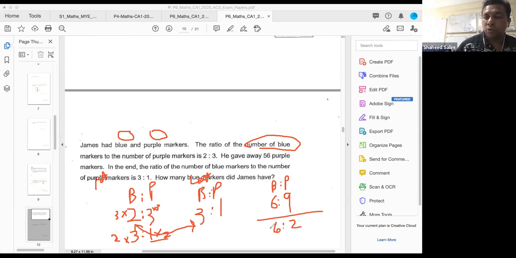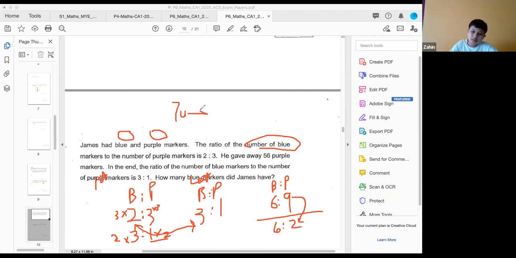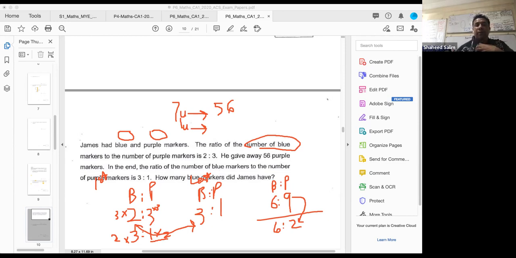So notice blue doesn't change. Of course, blue doesn't change. But purple changed from 9 to 2. There is a drop of 7 units. So 7 units is equal to 56. 1 unit is 8. Good. So now the final answer is 48. Yes, so then you times by 8.